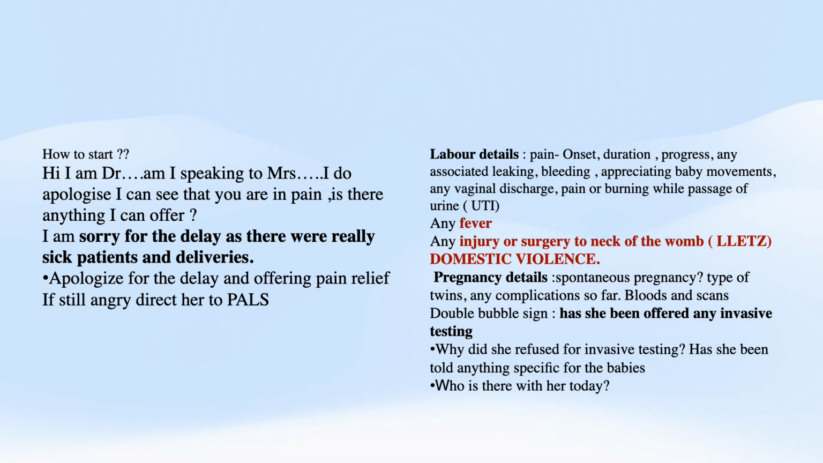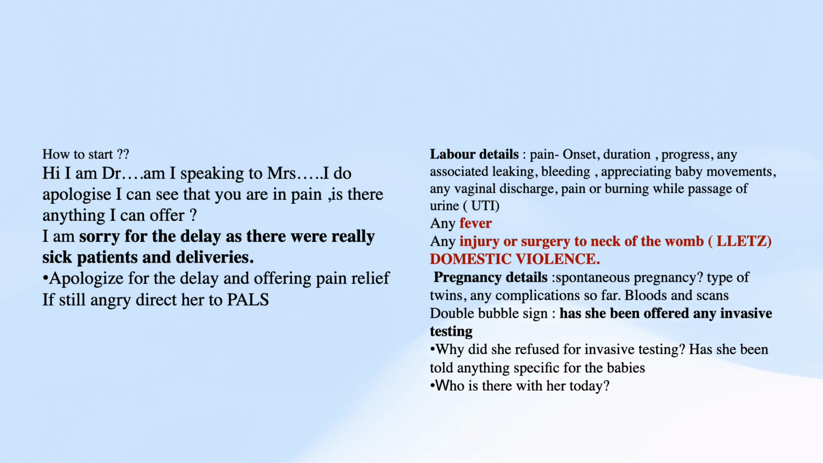Now coming to the pregnancy details. What do we have to know about the pregnancy? It was mentioned it was a twin pregnancy, but we don't know what kind of twins they are, so ask the woman about that. She might tell you that yes, the twins have different placentas, different afterbirths or something like that. Whenever you see a twin pregnancy, ask whether it was spontaneous or artificially conceived. And also inquire about any complications and her previous scans and blood reports.